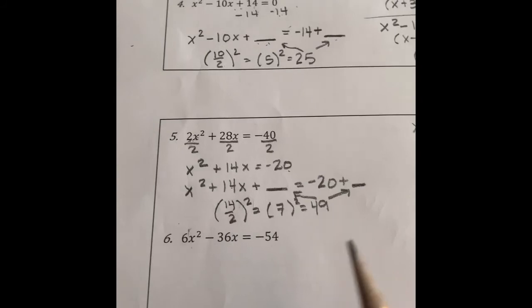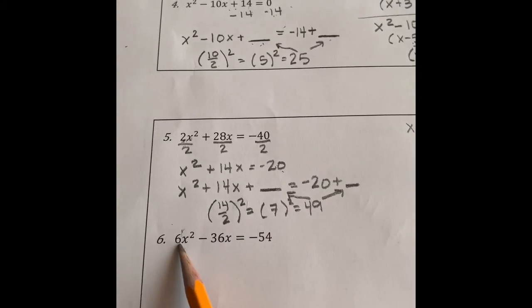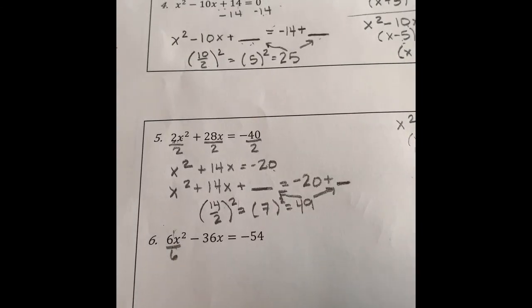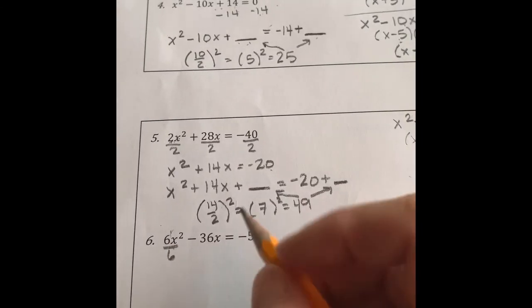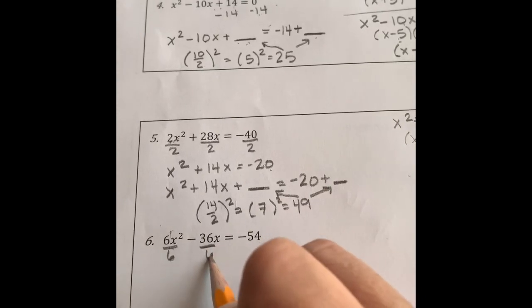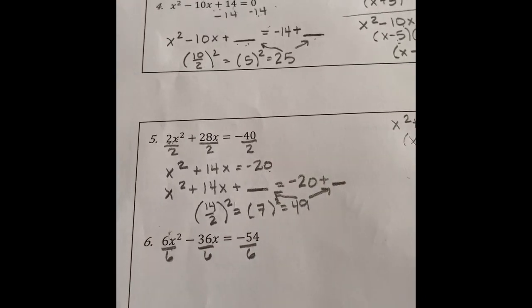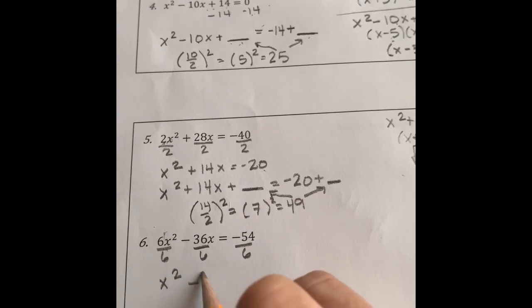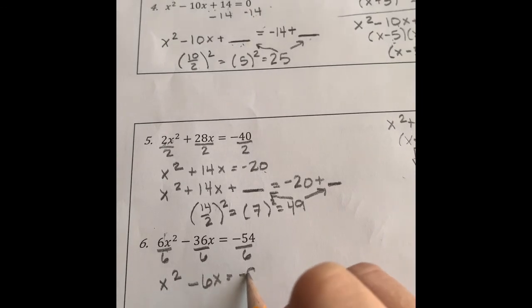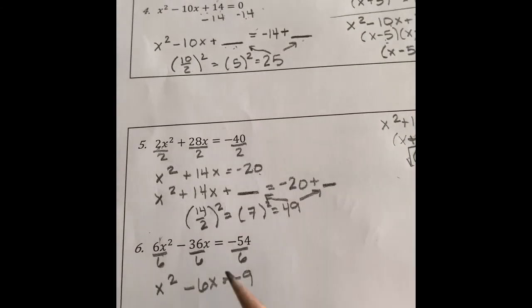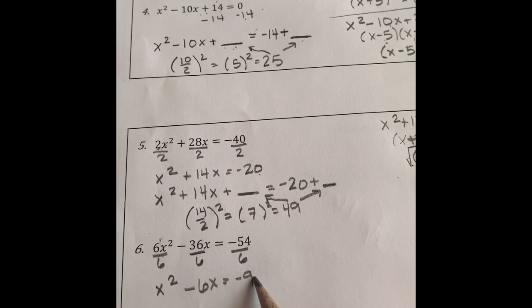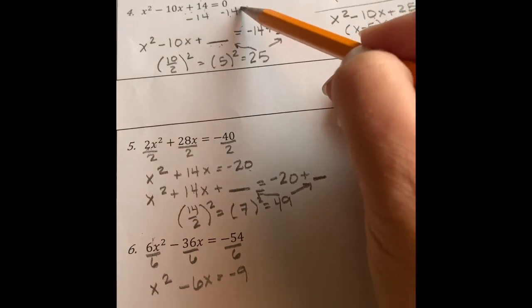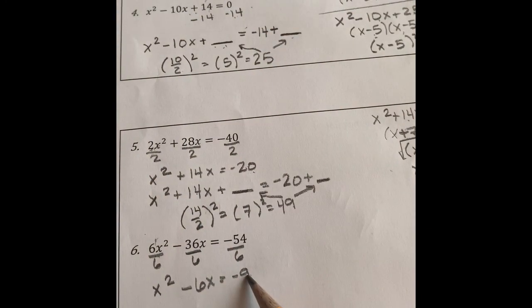Let's look at this last example. Again, in order to use completing the square, this has to be a 1. In order for that to be a 1, we have to divide it by 6. Whatever you do to one part of an equation, you have to do to the others. So we're going to have to divide everything by 6. So when we divide by 6, we will have x squared minus 6x equals negative 9. Again, they've already moved this negative 9 over. That's like, again, this 3 and this 14 that we had to move over. They've already moved that negative 9 over for us.